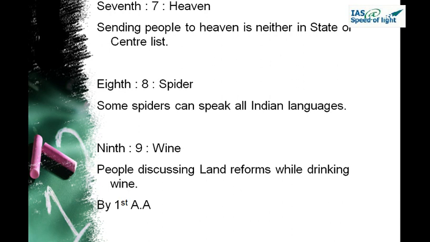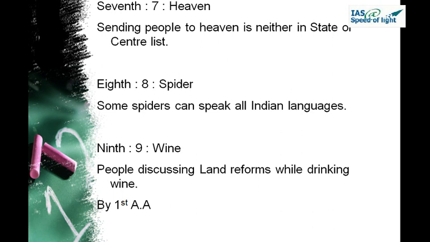So heaven, that is 7, we are linking with the central and the state list. This particular question has also been asked 3 or 4 times in UPSC. Same question, right? So 7 is heaven for us, and we link it with the central, state or concurrent list. It is none of the government's priority to send people to heaven by making them work for the good of the people.